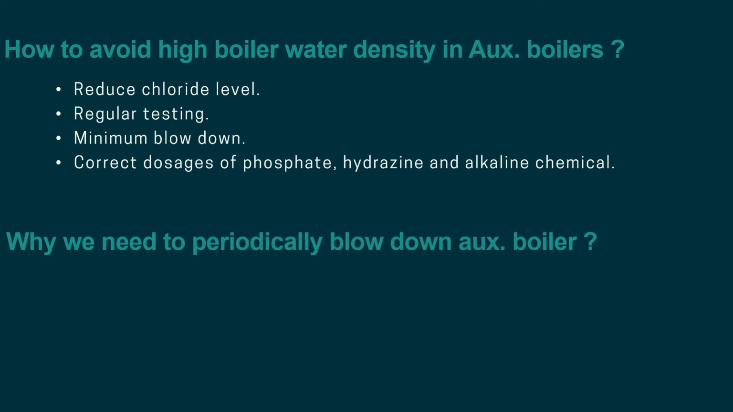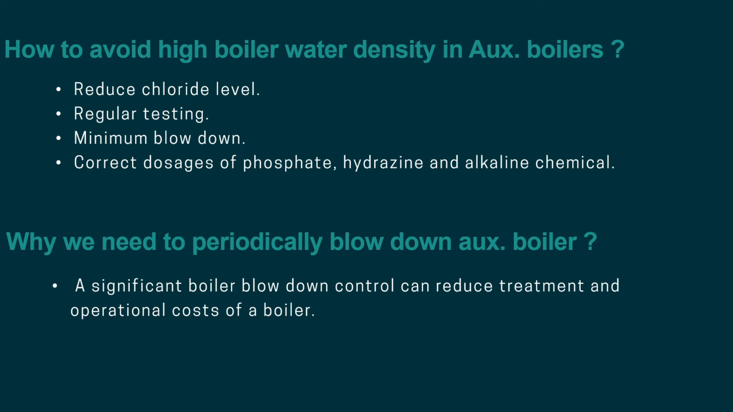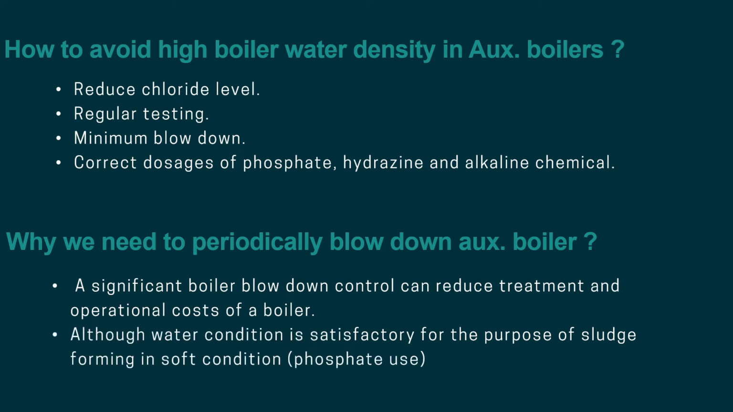Why we need to periodically blow down auxiliary boiler. A significant boiler blowdown control can reduce treatment and operational cost of a boiler, so it's very much essential. Although water condition is satisfactory, blowdown is needed for the purge of sludge forming in soft condition, that is the use of phosphate to produce the soft sludge.